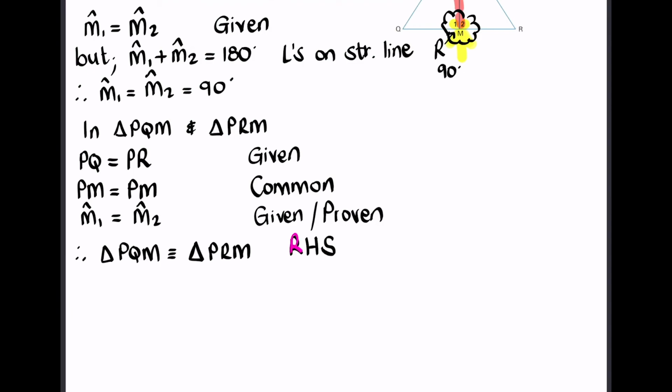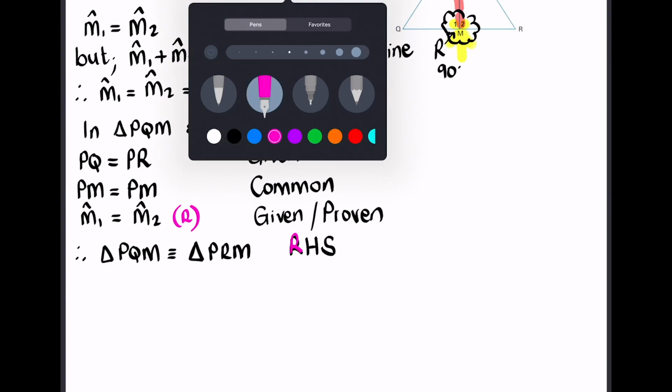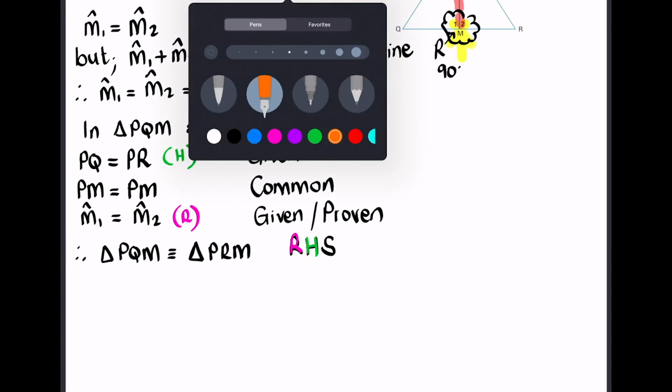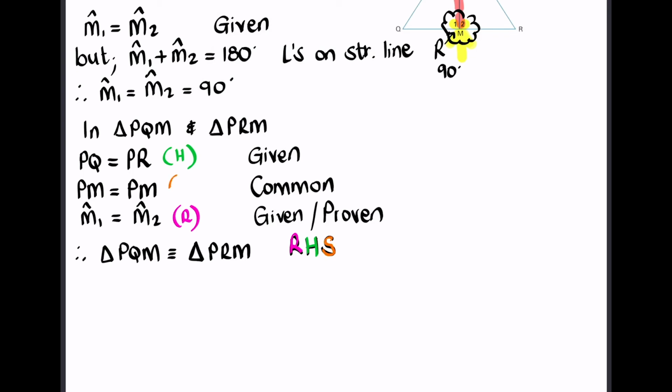The right angle is over here, which is the M1 and M2. The hypotenuse was the side that they were given. And then the additional side is just the side that we proved was common. So there I have right angle hypotenuse side.